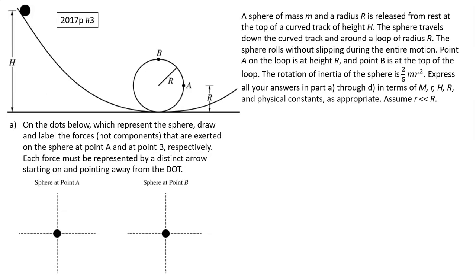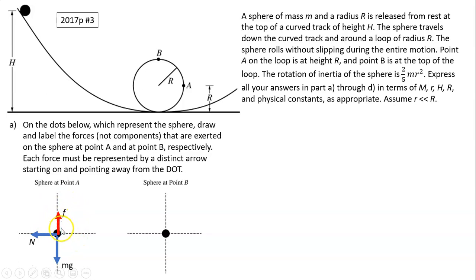So at point A, we know there is definitely gravity, which is pointing downward. We know the track is pushing the sphere inward. That's N, called the normal force. Here is the friction force.